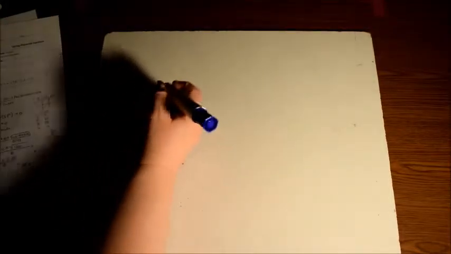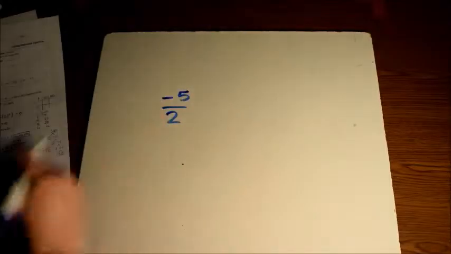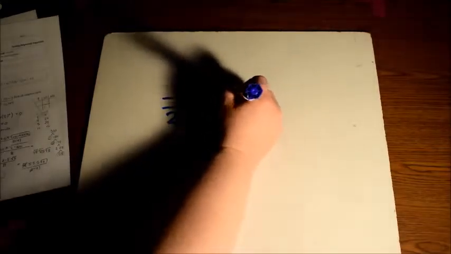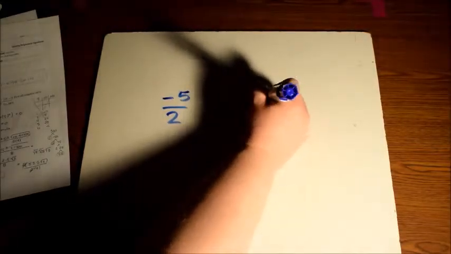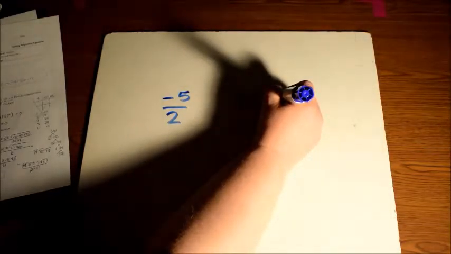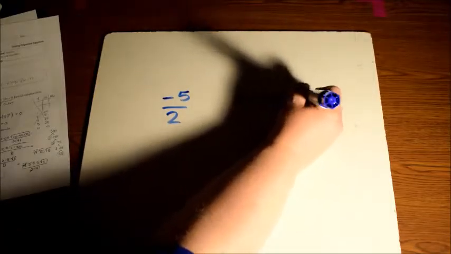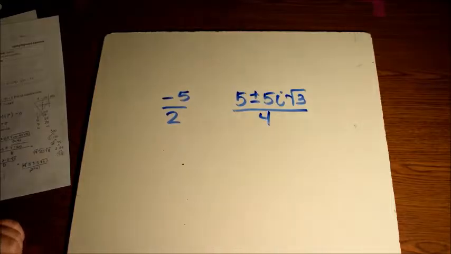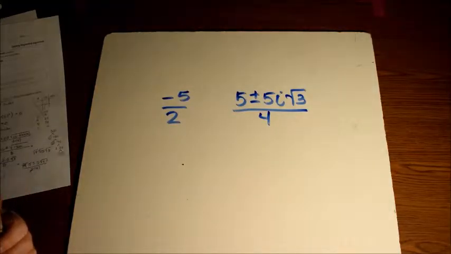So your notes tell you that you need to fill in one last box, and it says the solutions are, in your first box, you'd put negative 5 over 2, and the second one was 5 plus or minus 5i square root of 3 over 4. I may have forgotten the i in the last thing. I apologize.